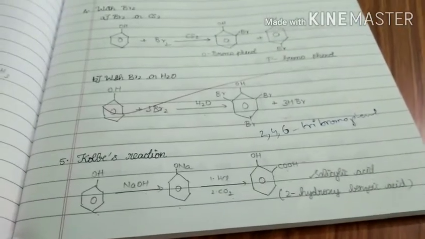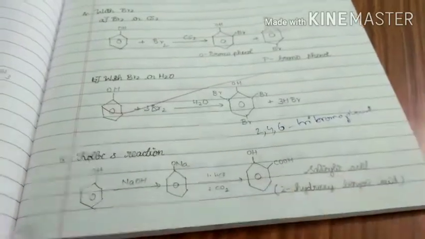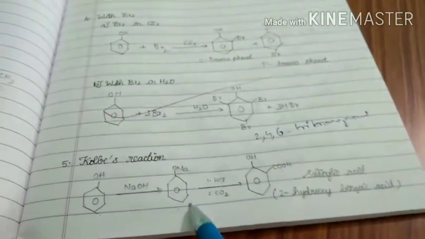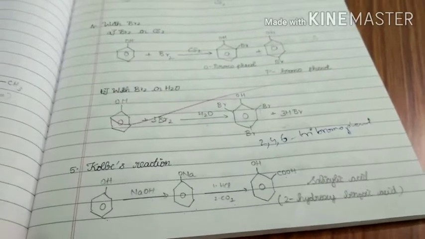So this is about the Kolbe reaction. In the Kolbe reaction, two steps are present. In the first step, sodium phenoxide is formed. When it is treated with HCl and CO2, we get salicylic acid. That's it.